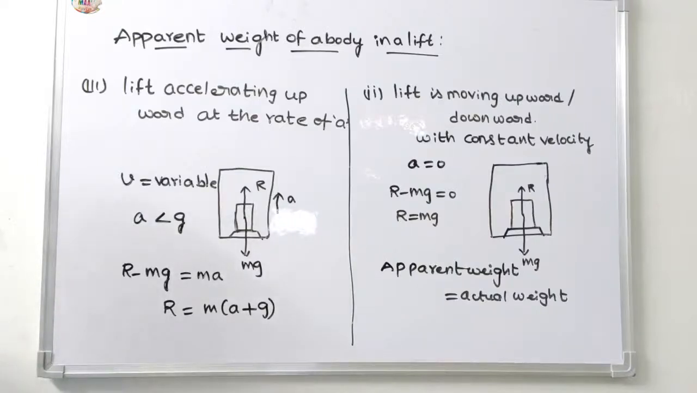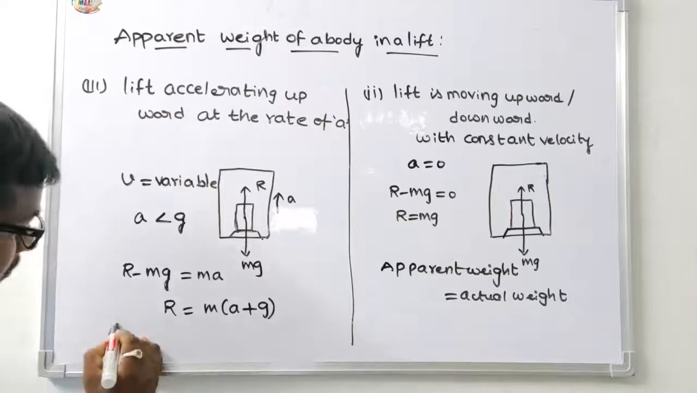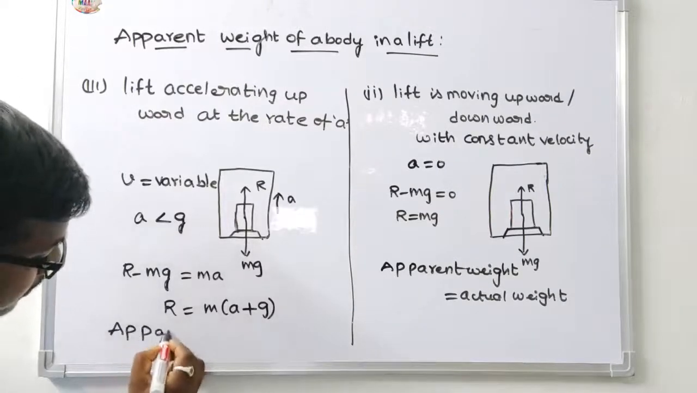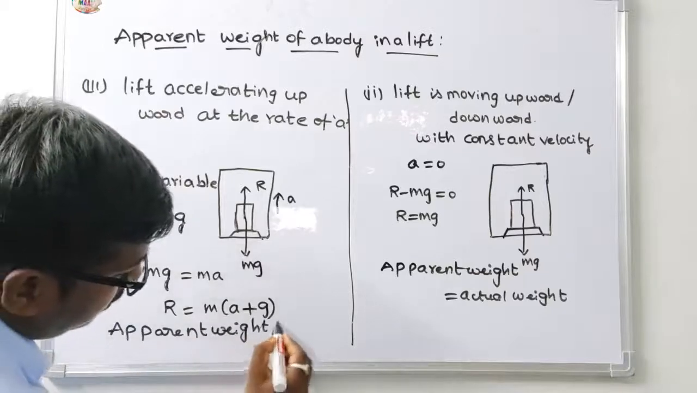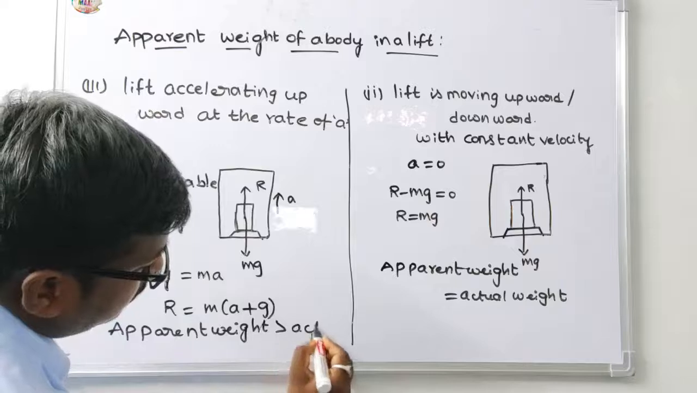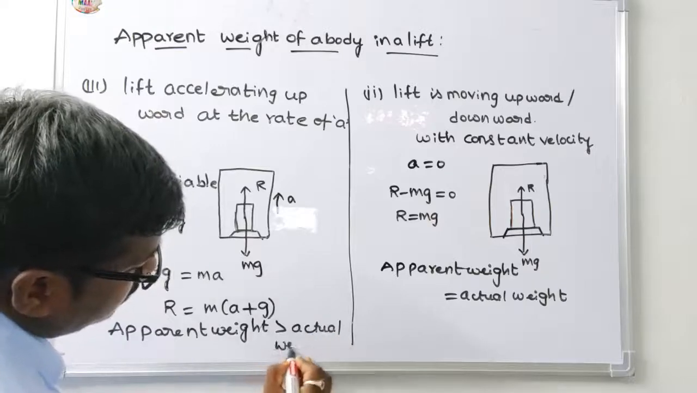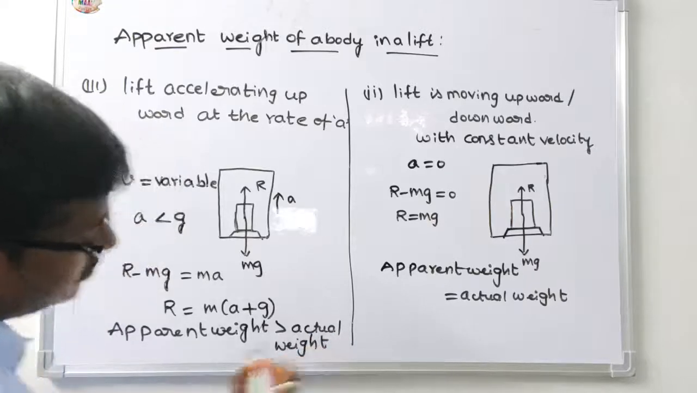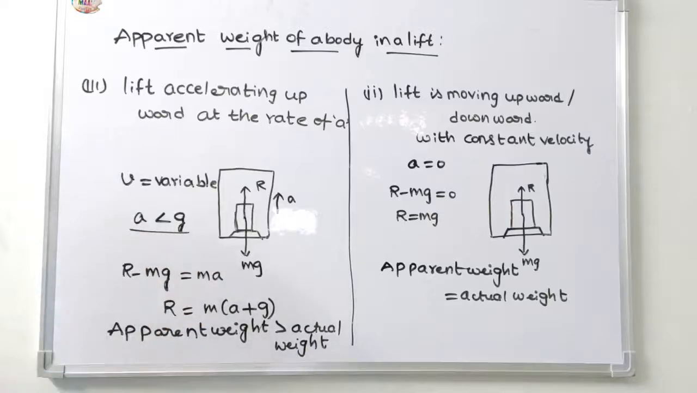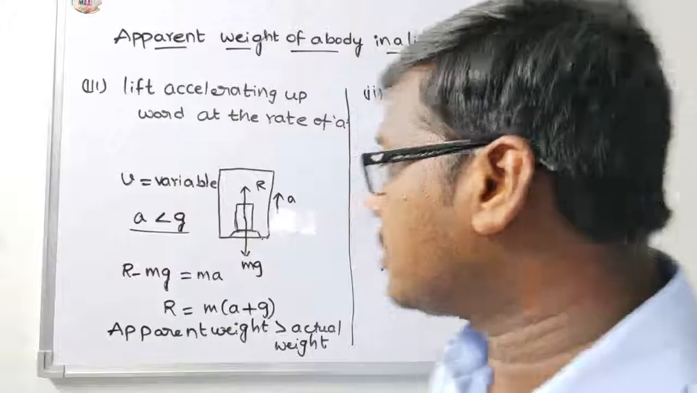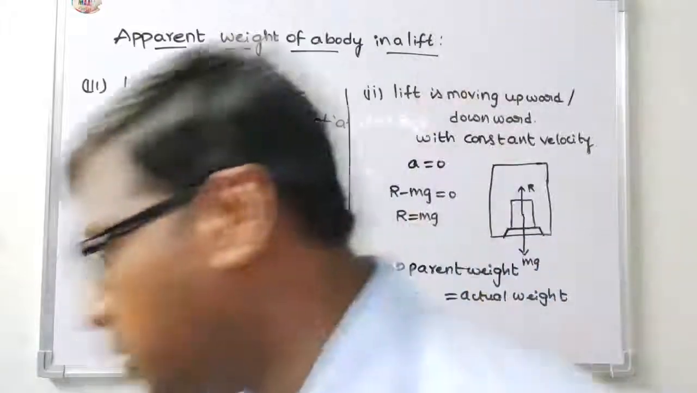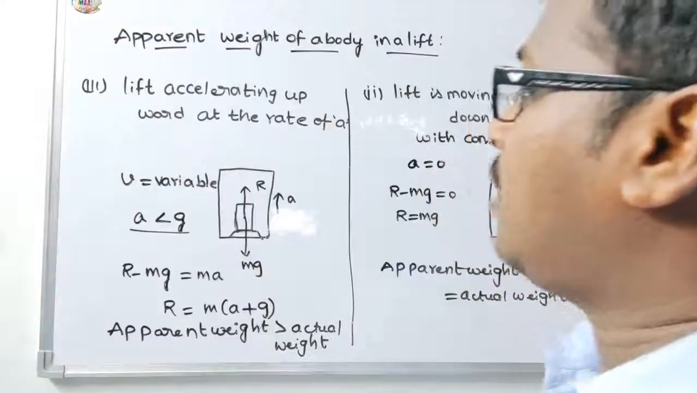In this one, the apparent weight is greater than the actual weight, because a is less than g. Acceleration is less than the acceleration due to gravity. That is the third condition.